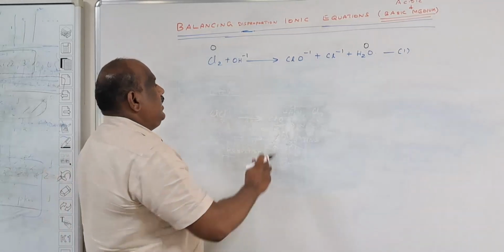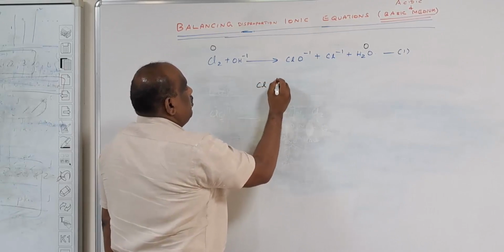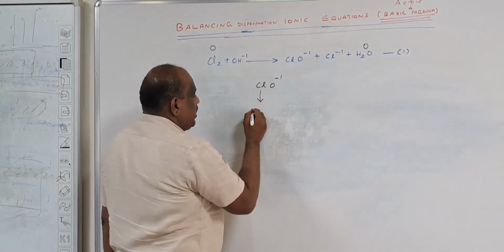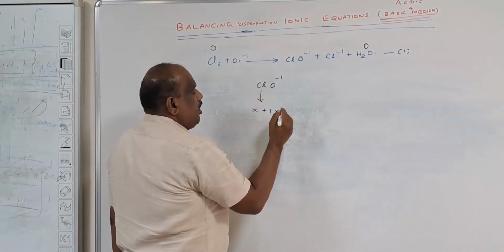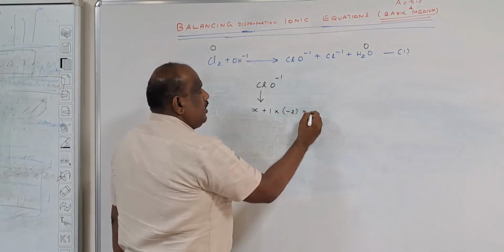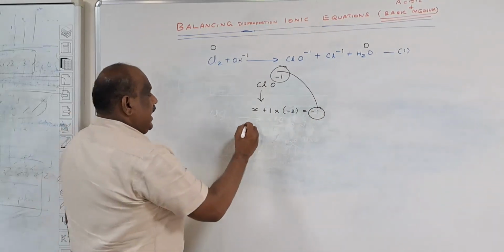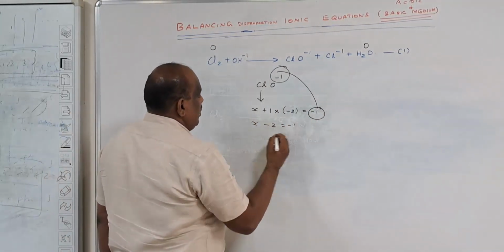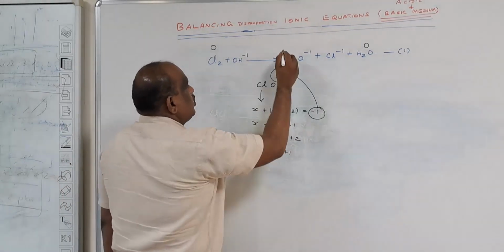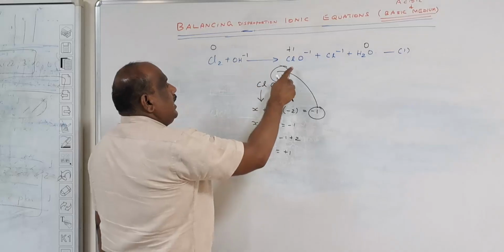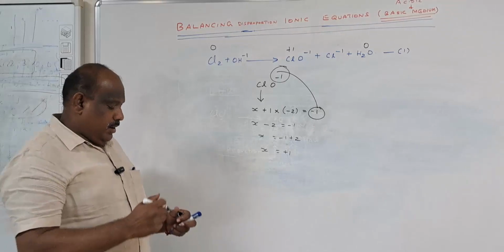Let us now try to find the oxidation number of chlorine in this chlorate ion. So ClO⁻ ion, which is unknown, let us put as X. Plus, how many oxygen atoms are there? 1. What is the oxidation number of oxygen atom? It is -2, which is equal to what? -1. This -1 comes from this value. So now X - 2 is equal to -1, X equals -1 plus 2, X equals what? +1. So here we can see the oxidation number of chlorine is +1 in this particular ion. That's fine.